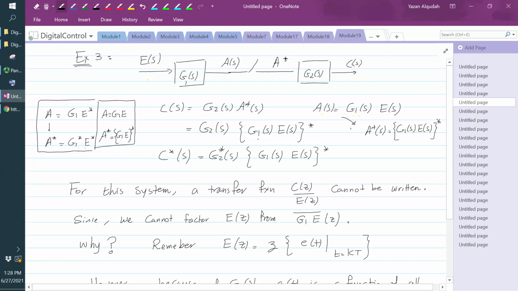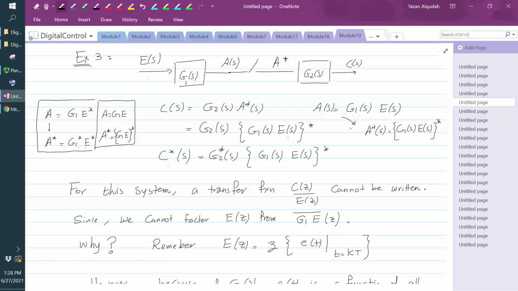A star is equal to G1 multiplied by E, and then after the multiplication, we take the star. I'm going to take the star of both sides. I'm going to get C star equal to G2 star, and then multiplied by G1 multiplied by E. After the multiplication, we're taking the star transform. Now, if I look here, I'm stuck. I cannot separate E outside of this expression.